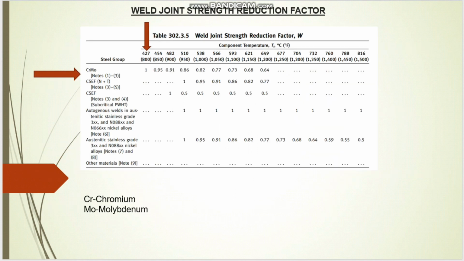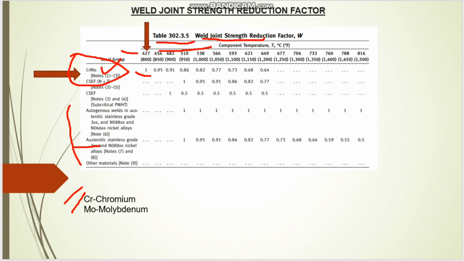In ASME B31.3, Table 302.3.5 gives the value of the weld joint strength reduction factor. You can find in this table, for example, austenitic stainless steel. Stainless steel is given and carbon steel is also given. For carbon steel, normally we consider CrMo, that is chromium and molybdenum. Most things fall under this chromium molybdenum category group. You can see the temperature. In our case, it is less than 427 degrees, so we need to consider this value as 1 for the weld joint strength reduction factor. Here also, when the temperature goes high, you can see the weld joint strength goes low. Okay, so this is the important thing here.